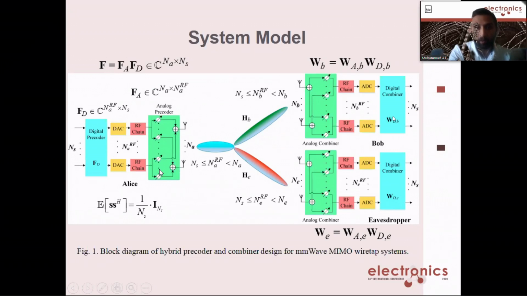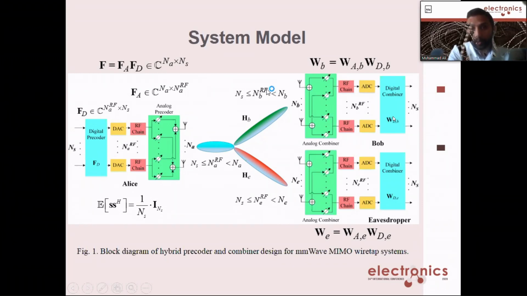In this model, as you can see, we have a digital part and an analog part consisting of phase shifters. So basically what we are doing is designing a precoder, a combiner for Bob, which is the intended receiver, and a combiner toward the eavesdropper side. However, we will try it under certain conditions. For example, for the NS data streams, the expected value of the data stream times its transpose will always be equal to this.